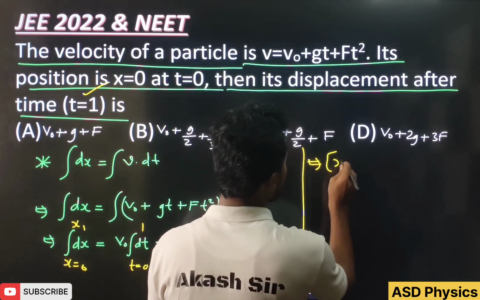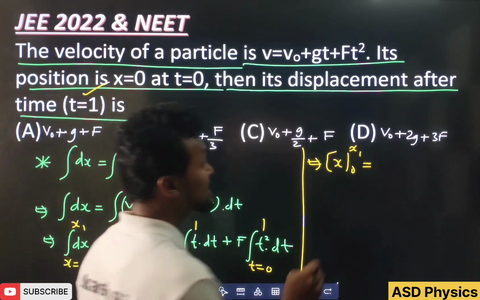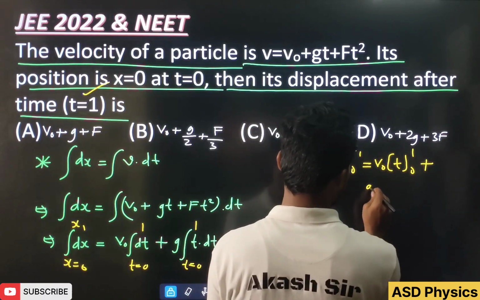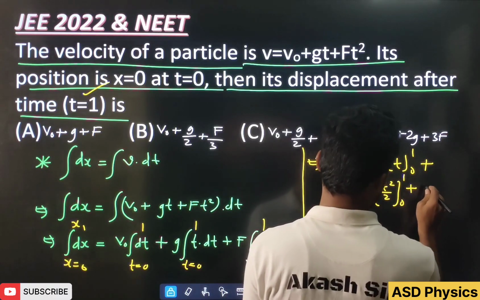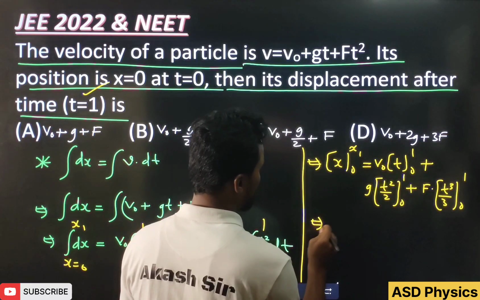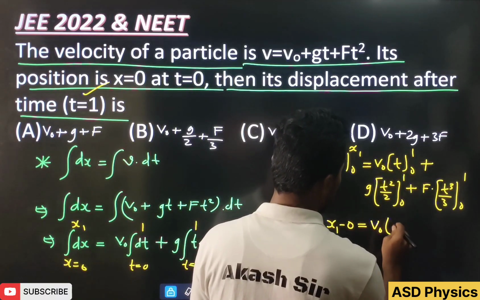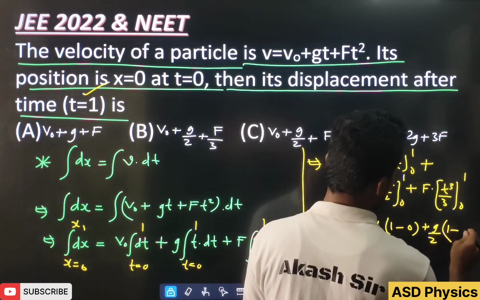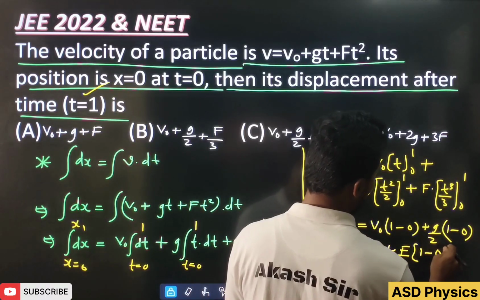Remember that integration of dx means x, from 0 to x1. And v naught integration of dt means t, so v naught t from 0 to 1, plus g integration of t dt means t square by 2 from 0 to 1, plus f t square dt means t cube by 3 from 0 to 1. Upper limit minus lower limit, so x1 minus 0. So v naught upper limit 1, lower limit 0, plus g by 2 times 1 square minus 0 square, plus f by 3 times 1 cube minus 0 cube.